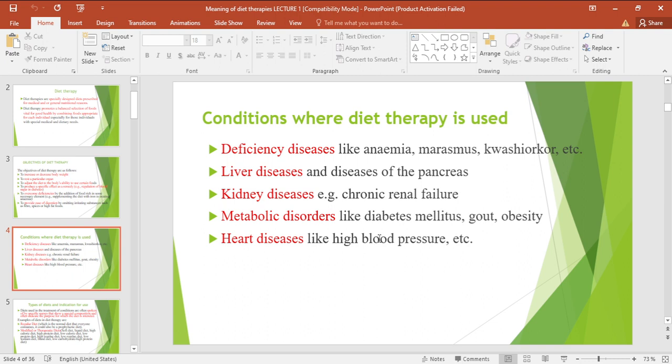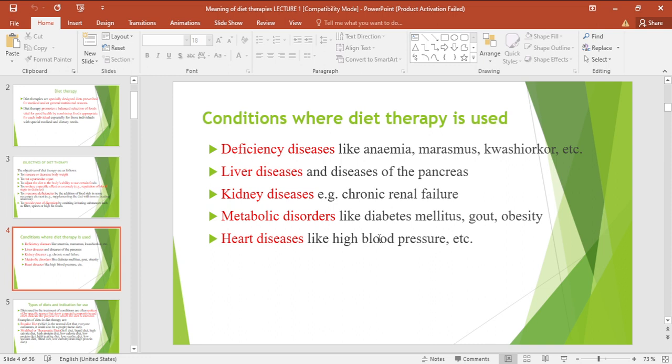So what are the conditions where diet therapy is used? One is deficiency diseases, for example, anemia, marasmus, kwashiorkor, or protein energy malnutrition, and then in cases of severe wasting or moderate wasting. And talk about all the other deficiencies that are caused by micronutrients that are lacking in the body, the hidden hunger. We shall prescribe different supplements in that case to make sure that this patient receives optimum nutrients. And also in cases of liver diseases and diseases of the pancreas, we prescribe a therapeutic diet.